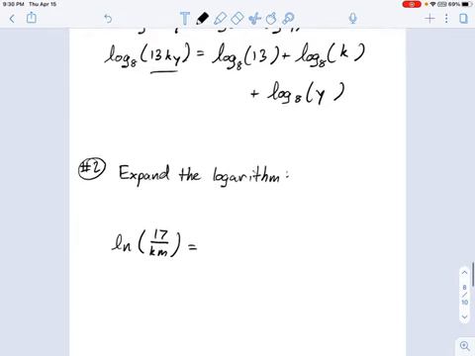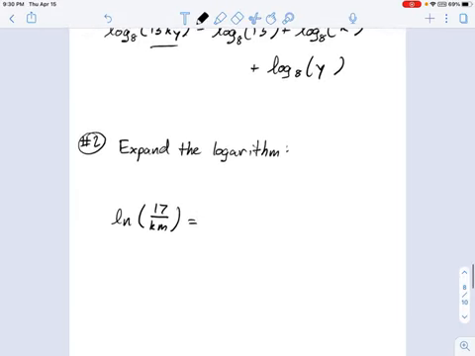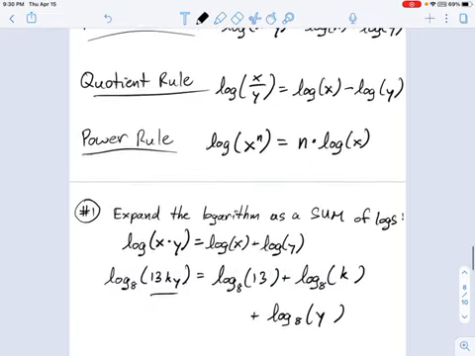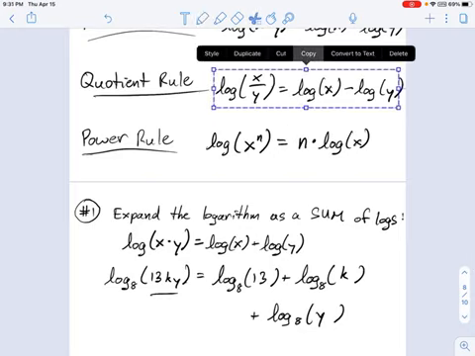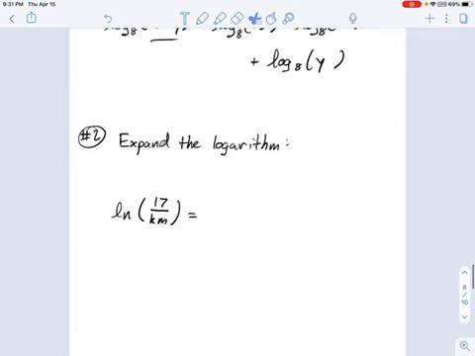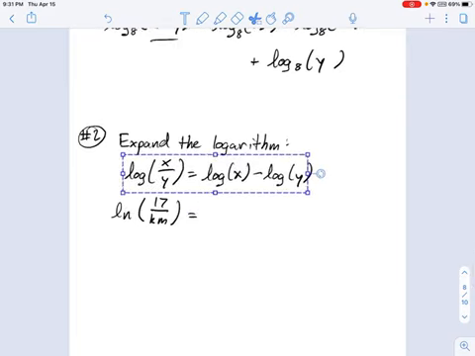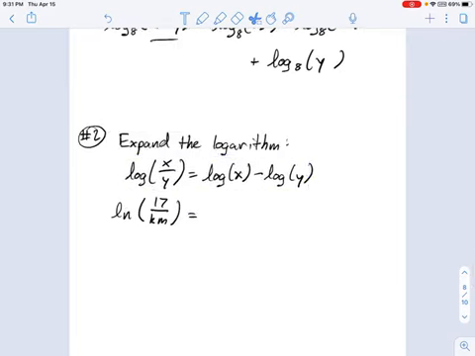Now let's try another example. It says expand the logarithm, and it shows ln, that's natural log, of 17 over km. So let's think about grabbing our quotient rule here, because this looks like I'm going to be using something involving fractions and products. By the way, there's a k and an m under there. See that? So it looks like there's something times themselves and something divided by. So we can break this up one step at a time.